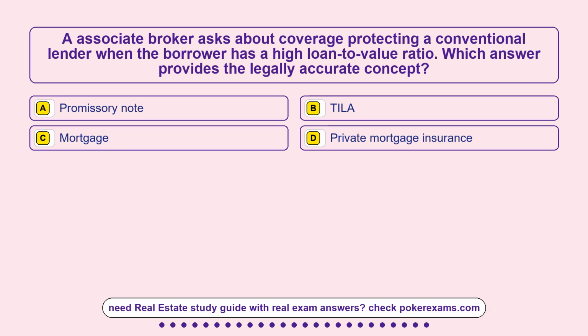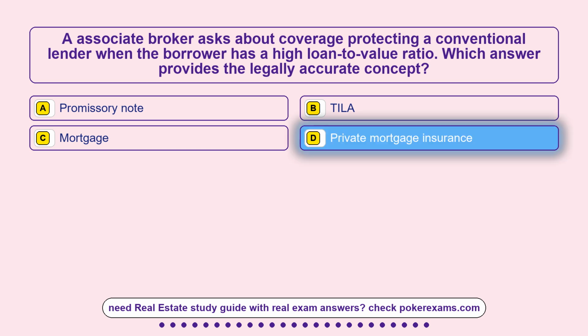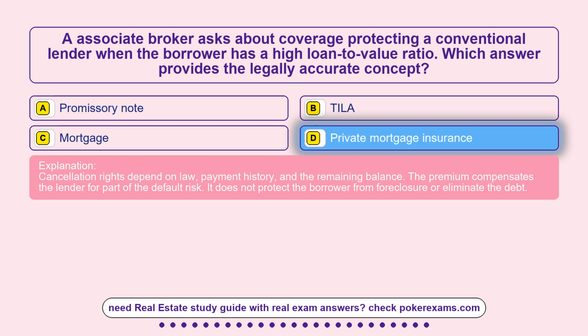Question 9. An associate broker asks about coverage protecting a conventional lender when the borrower has a high loan-to-value ratio. Which answer provides the legally accurate concept? Option A, promissory note. Option B, TILA. Option C, mortgage. Option D, private mortgage insurance. The correct answer is option D, private mortgage insurance. Cancellation rights depend on law, payment history, and the remaining balance. The premium compensates the lender for part of the default risk. It does not protect the borrower from foreclosure or eliminate the debt.